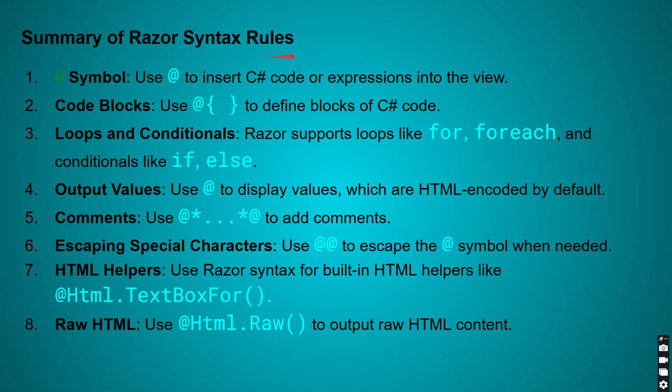Summary of Razor syntax rules. The @ symbol: use it to insert C# code or expressions into the view. Code blocks: use curly brackets, open and close, to define a block of C# code. Loops and conditionals: Razor supports loops like for and foreach and conditionals like if, else. Output values: use it to display values, which are HTML encoded by default.